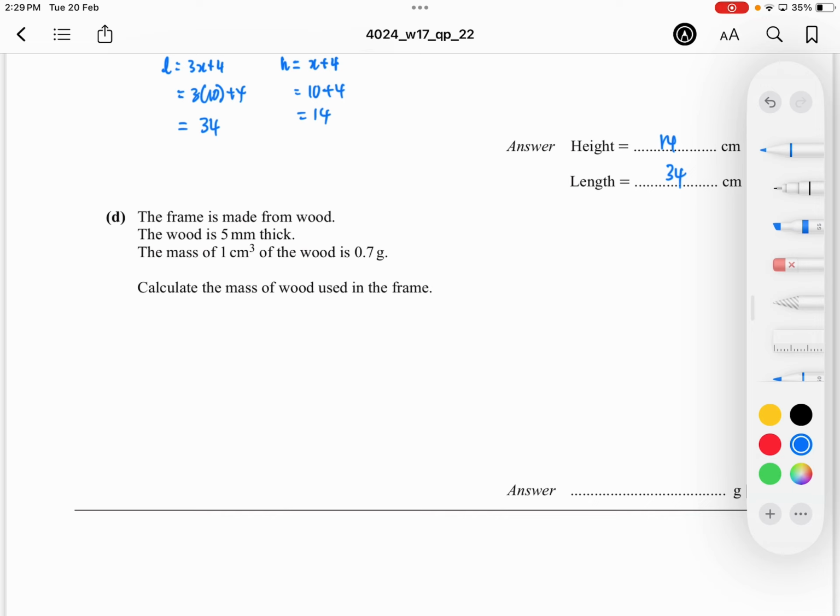Next one. 3 marks. Again, read the clues. Frame is made of wood. Where is the frame? The outer part. The wood is 5 mm thick. The mass of 1 cubic centimeter of wood is 0.7 gram. Okay, looking here there are 3 units of measurement given: 1 mm, 1 cm, 1 gram. This is where you need to be aware of your units. Calculate the mass of wood.